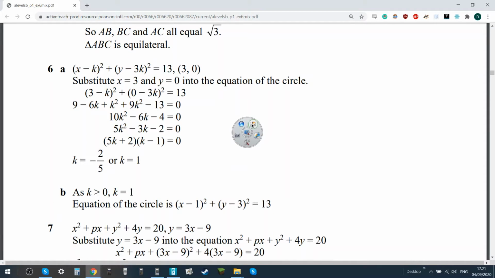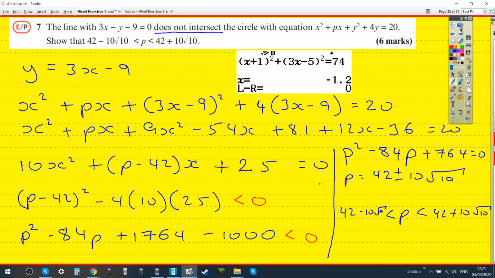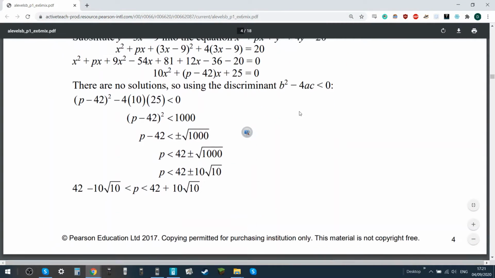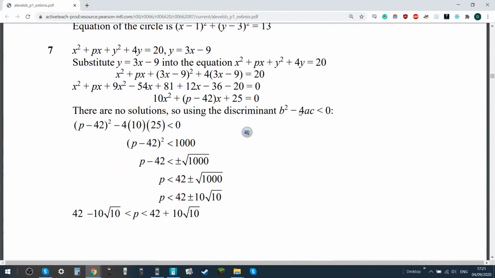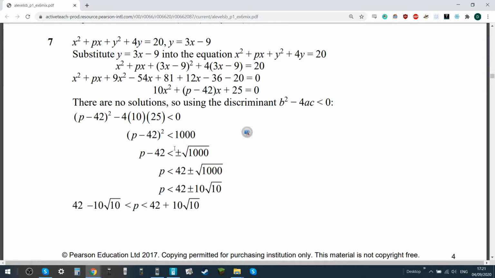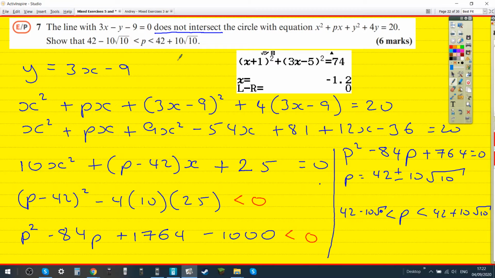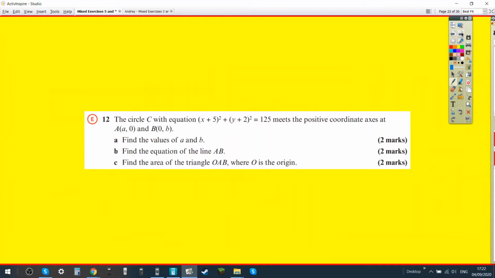What question was this? Question 7. There are no solutions, so less than 0. No, it's a discriminant. They don't intersect, and so you don't make it equal to 0, you make it less than 0. Yep. Grand. Any questions there? No. I think it was worth doing.